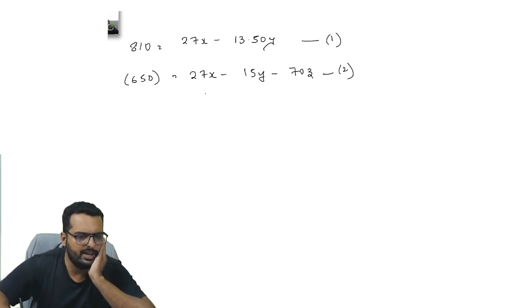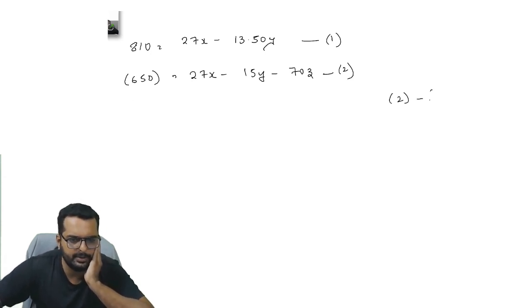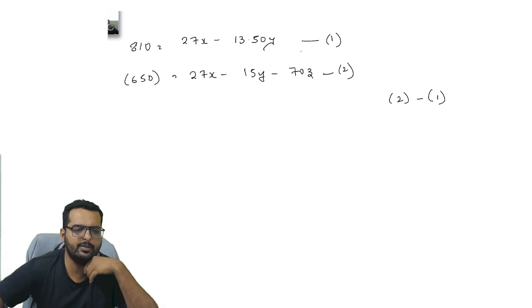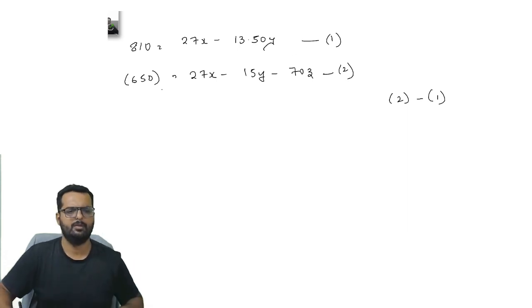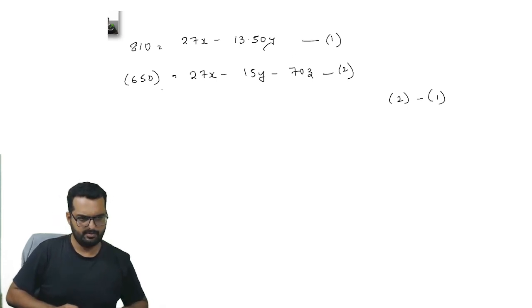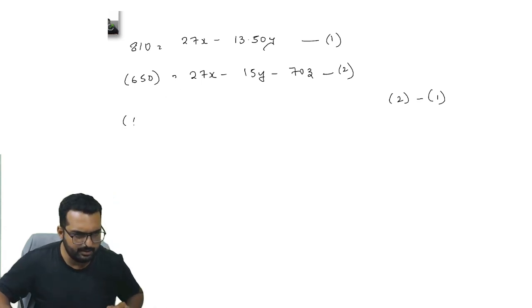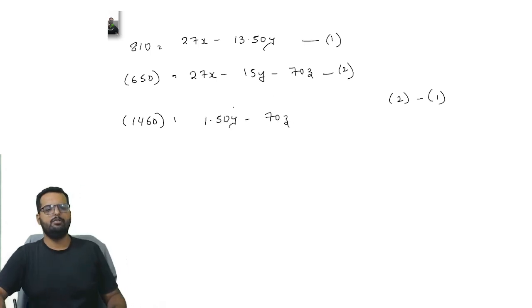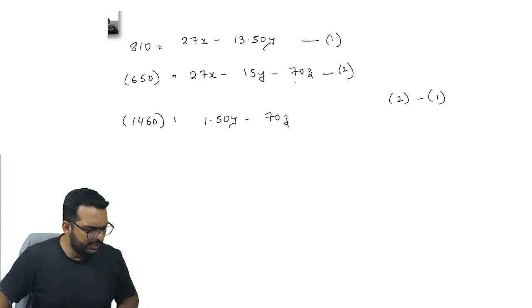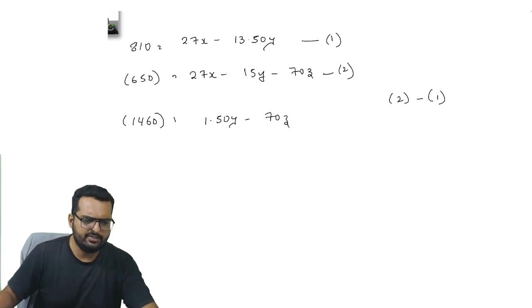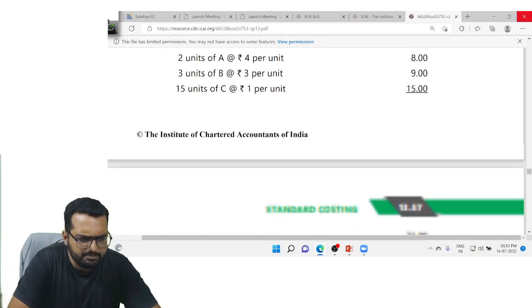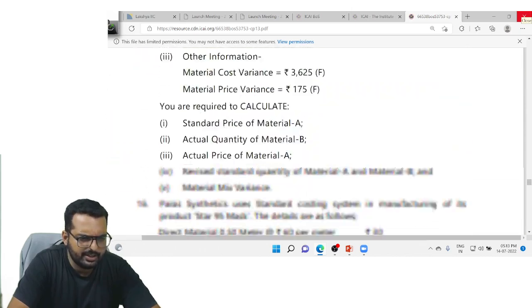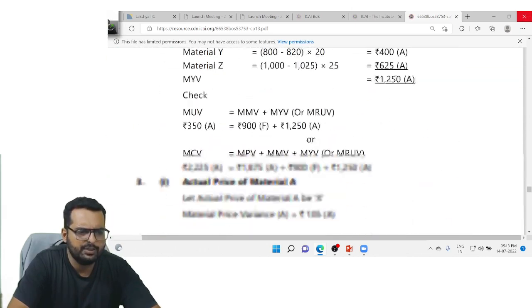So first I'll do one thing, I'll do equation 2 minus equation 1, but the moment I do that, 27x will get nullified. So I'll get minus 1460 is equal to 1.50y minus 70z. We get stuck here. So we reach a no man's land. Let's just check the institute solution, friends, how they have done it. Let's just read through it together and check it. And we'll do it afresh again in the next class.